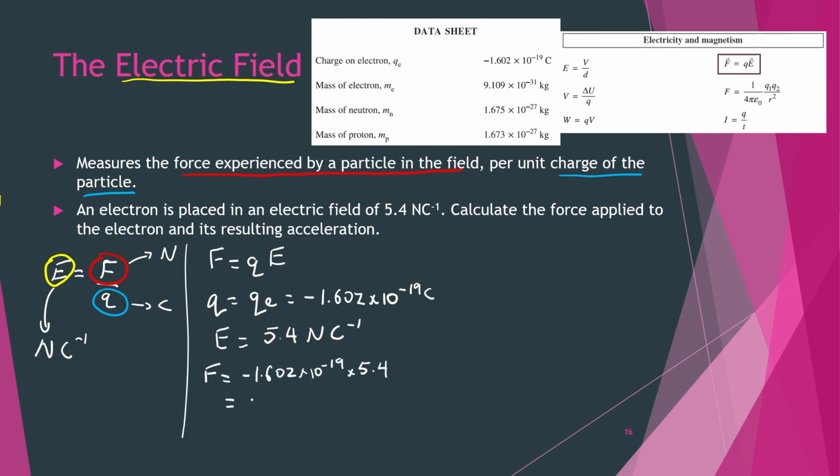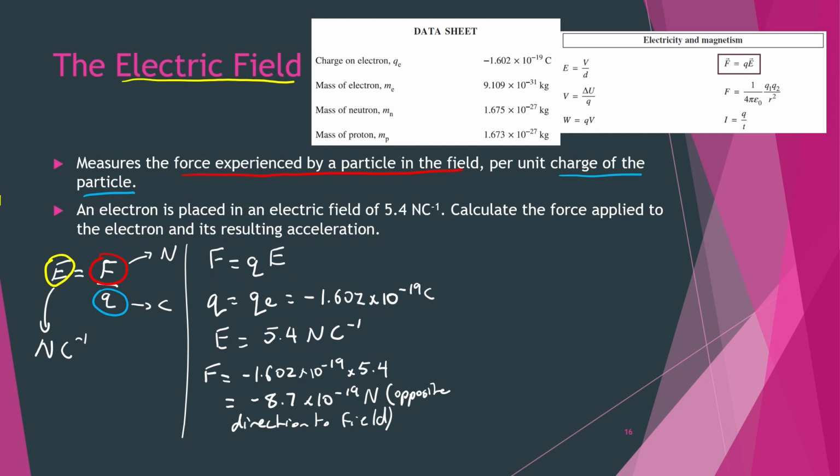And the answer that we get is -8.7 times 10 to the -19 newtons. And the negative here indicates that the direction of the force is going to be opposite in direction to the field. Now, this force may not seem like much.